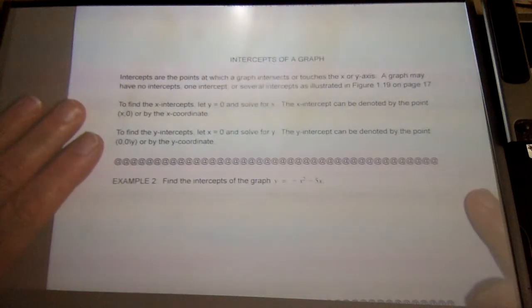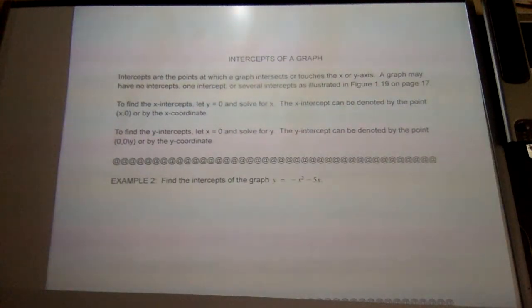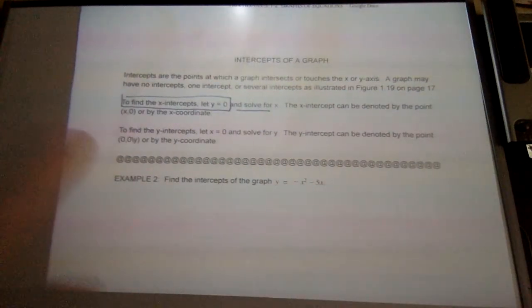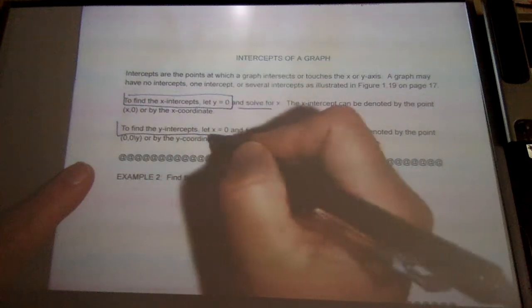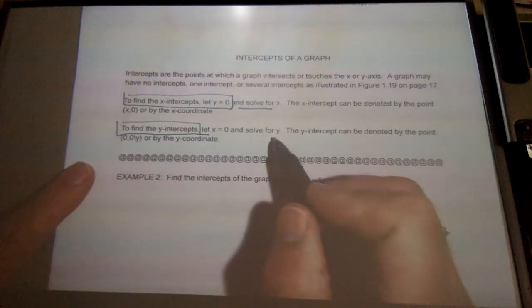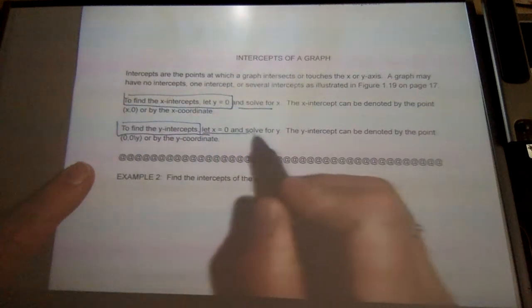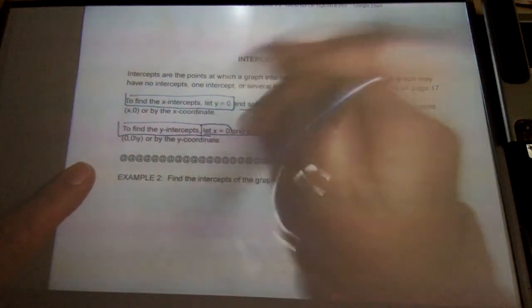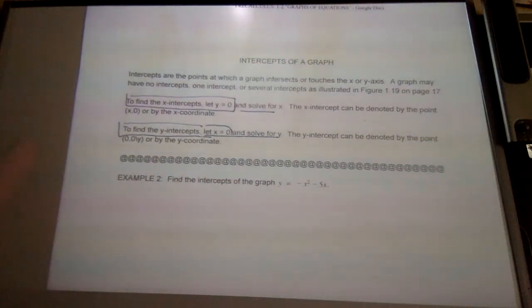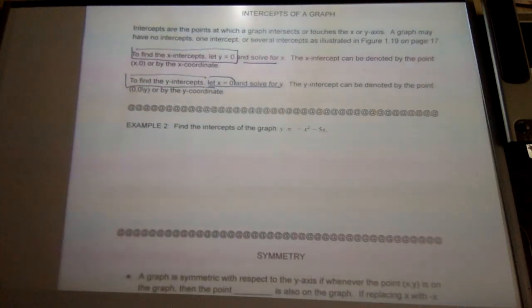Intercepts. Remember, when you need to find the x-intercept, you let y be 0. So to find the x-intercept, let y be 0 and solve for x. To find the y-intercept, you let x be 0 and solve for y. So example 2, find the intercepts.